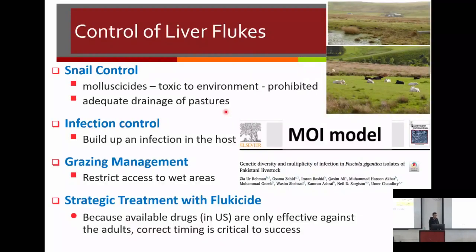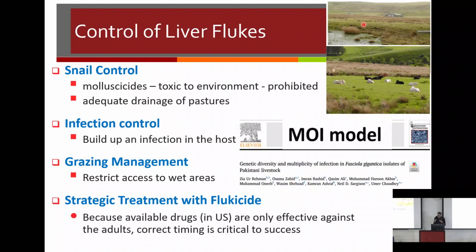Okay, so control strategies. How can you control the liver fluke? First, the snail. Molluscicide drugs can kill snails, but they are prohibited. They are not used, at least in the UK. Another way is drainage. You have to think about how to control the drainage system so that water does not stay in one particular area where the snail will start growing.